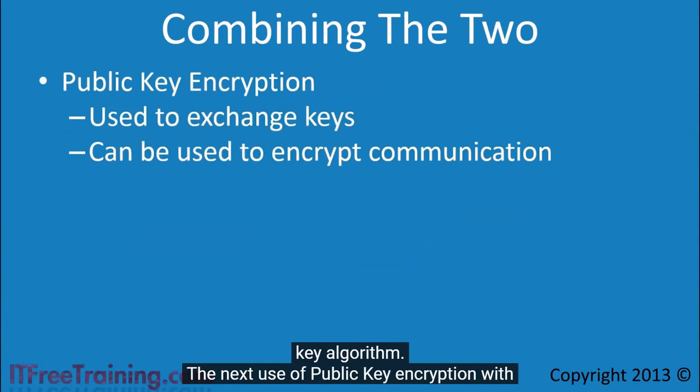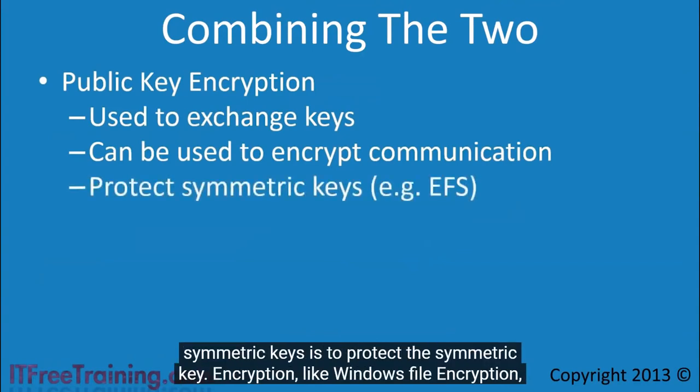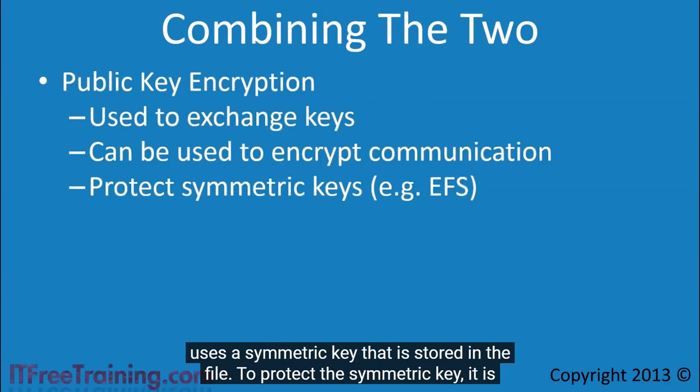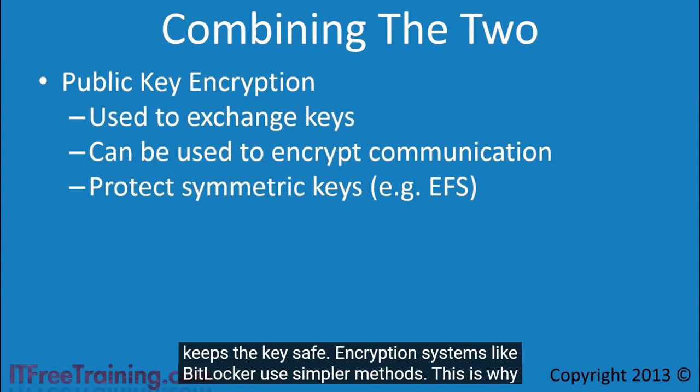The next use of public key encryption with symmetric keys is to protect the symmetric key. Encryption, like Windows file encryption, uses a symmetric key that is stored in the file. To protect the symmetric key, it is encrypted using a public key. This gives you a fast algorithm for encrypting files and keeps the key safe. Encryption systems like BitLocker use similar methods.